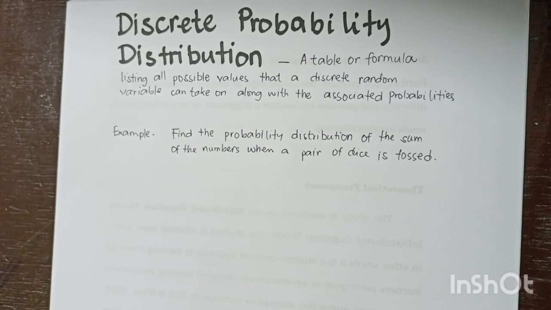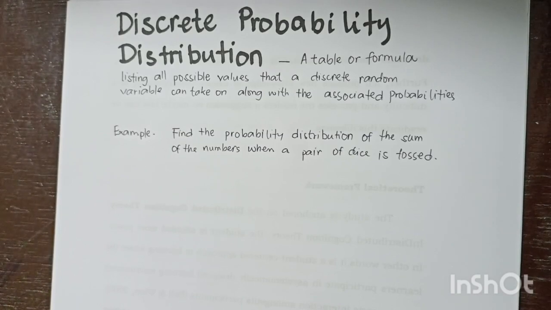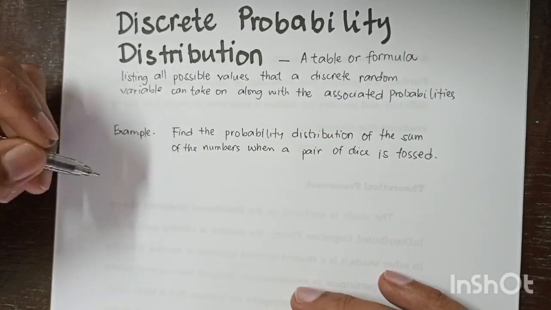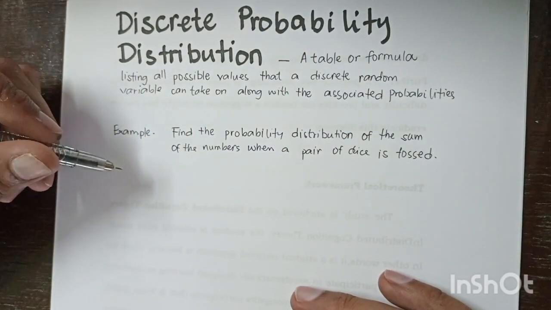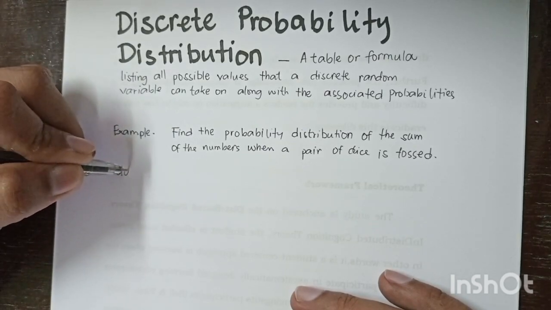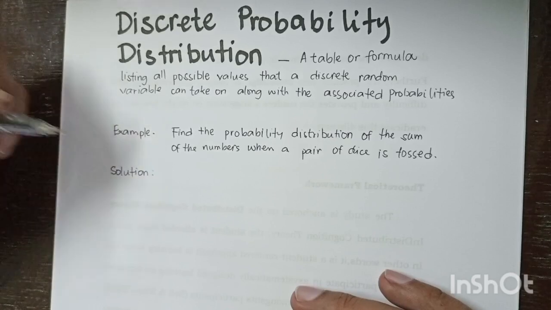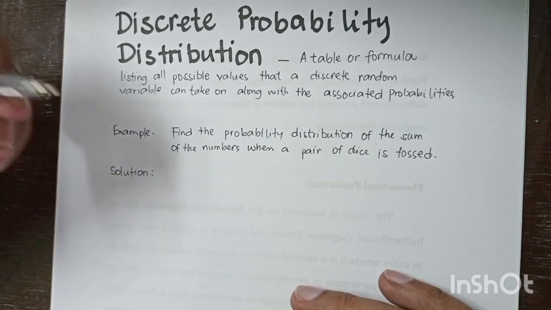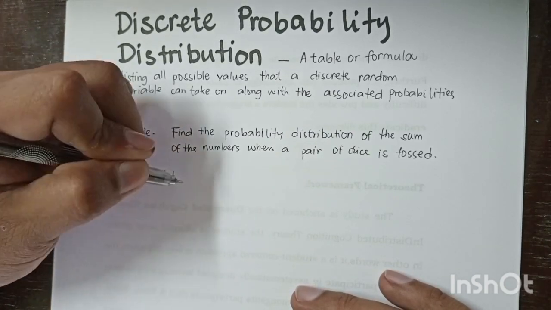Discrete probability distribution is a table or formula listing all possible values that a discrete random variable can take on, along with the associated probabilities. So, for example, find the probability distribution of the sum of the numbers when a pair of dice is tossed.